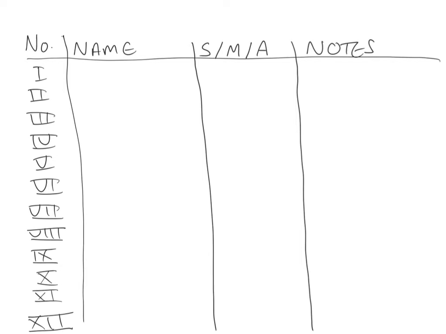The first cranial nerve is known as the olfactory nerve. And if you think about the word olfactory, it's related to olfaction, which is the sense of smell. So the olfactory nerve is the nerve responsible for the sense of smell, and it is solely a sensory nerve. So we'll just put an S in the third column.